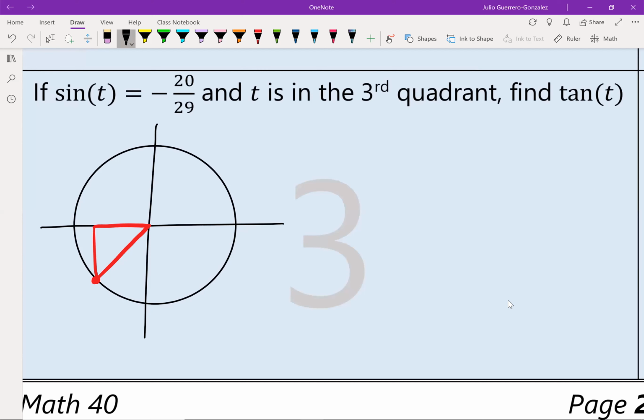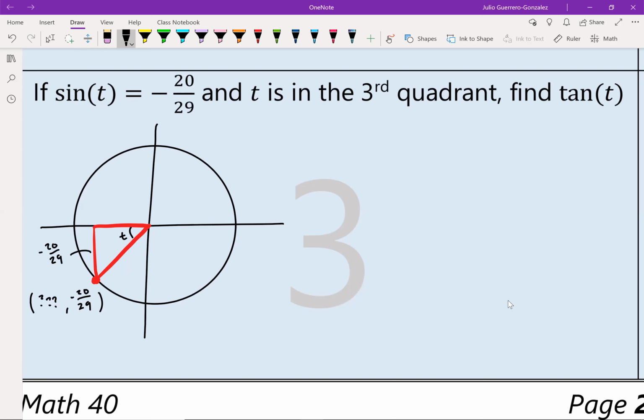We know our sine is negative 20 over 29. Actually, we need to know tangent, right? Let me do my angle T. So we need to find our cosine, or the x value of it, right? So we know that this is our y. This is our negative 20 over 29, right? So we're going to go ahead and use the triangle thing again.